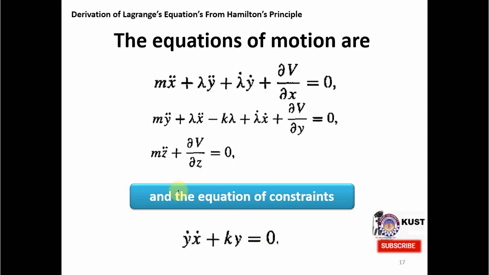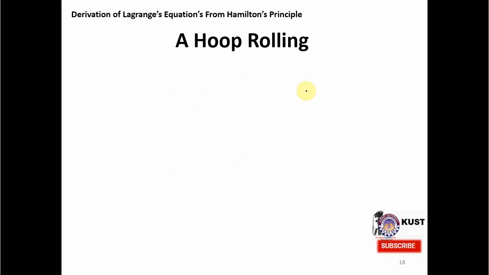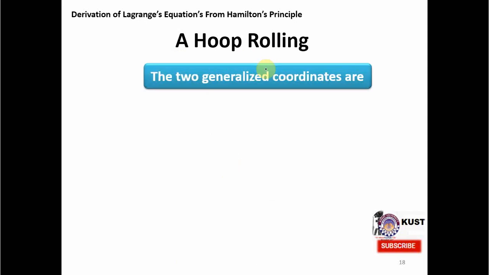But as I said earlier, there is a more explicit and simple illustration of this whole procedure, and for this I have included the rolling hoop. Consider that we have a hoop which has two generalized coordinates, for example x and theta. These are the two generalized coordinates, and I will show you in the diagram why there are only two generalized coordinates and where we can find them.